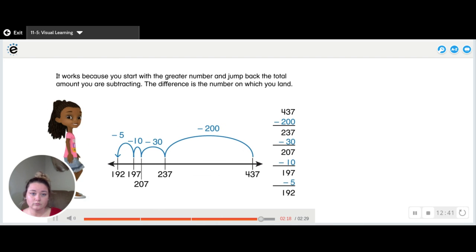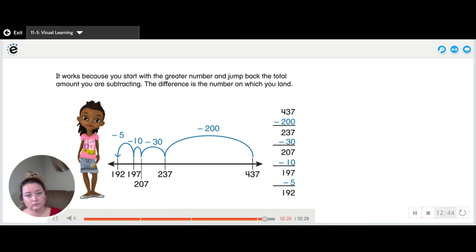It works because you start with a greater number and jump back the total amount you are subtracting. The difference is the number on which you land. Good job subtracting.